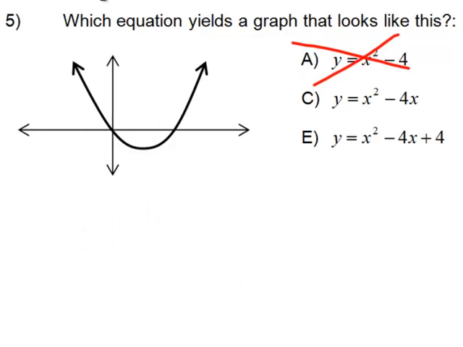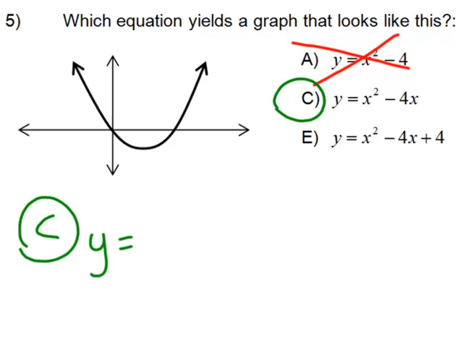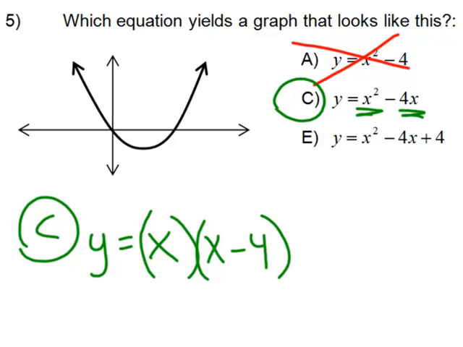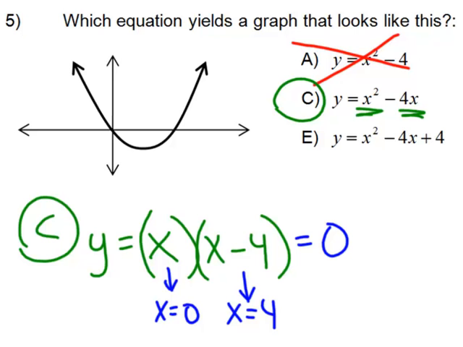Option C, let's try a similar idea. Let's factor that. So C could be rewritten as y equals, now there's no binomial factor here, there's just a monomial factor. There's a single x that can be taken out of both of these terms. So let's factor this into x times x minus 4. And once again, if I set that equal to 0, the solution should give me my x-intercepts. Those two solutions are x equals 0 or x equals 4. And looking at our picture, that looks very reasonable.